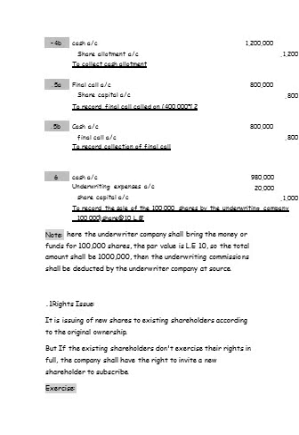Note that the underwriting company shall bring the funds for 100,000 shares. The par value per share is 10, so the total amount will be 1 million. Then the underwriting commission shall be deducted by the underwriter company at source. That is, they don't give you the 1 million and ask you to pay them 20,000. They deduct it at source immediately.